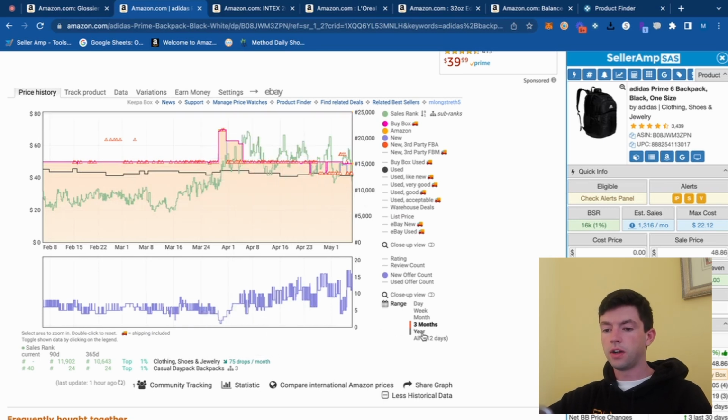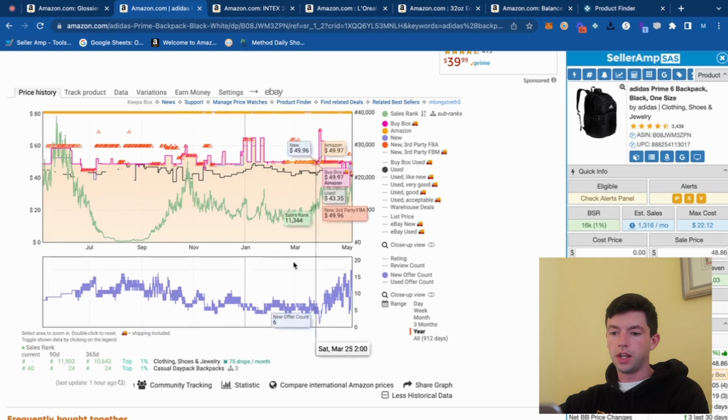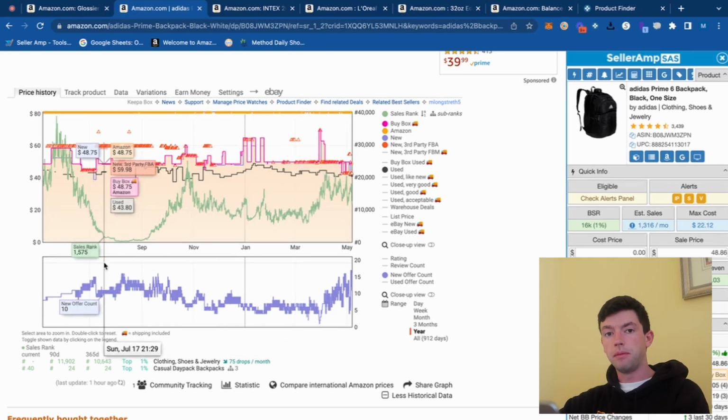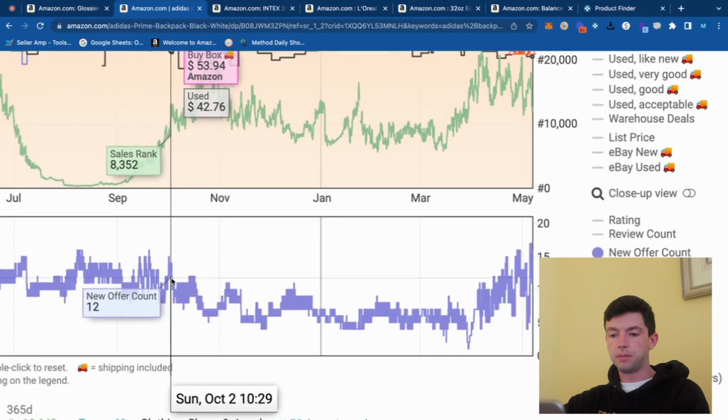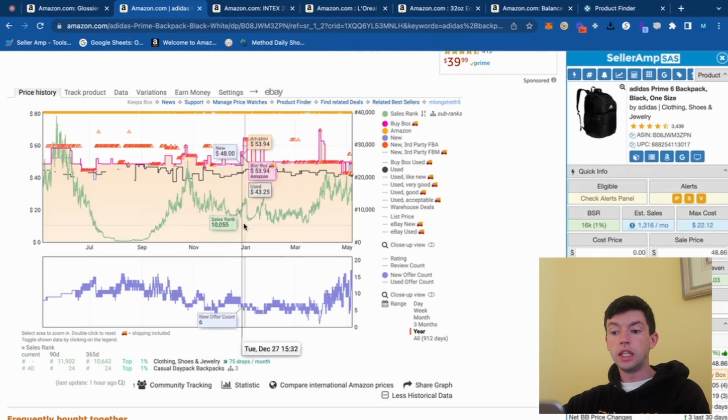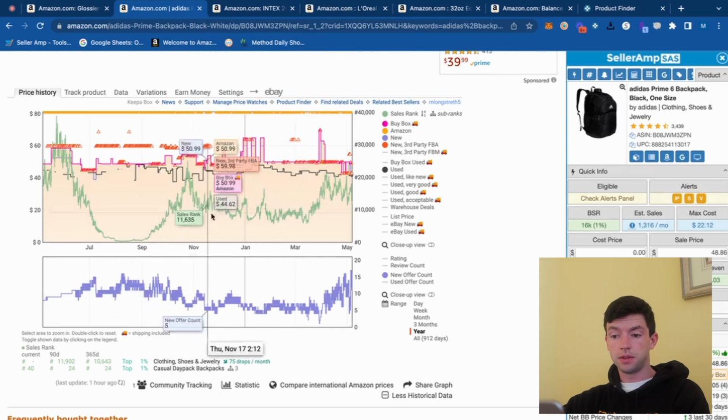Now, if we go to the year-long chart, we can see Amazon's on this pretty consistently. Now, personally, I'm not a fan of competing with Amazon. However, we can see logically, based on the competition, that people have successfully competed with Amazon on this, being that the competition has gone down, even though Amazon's on this themselves.